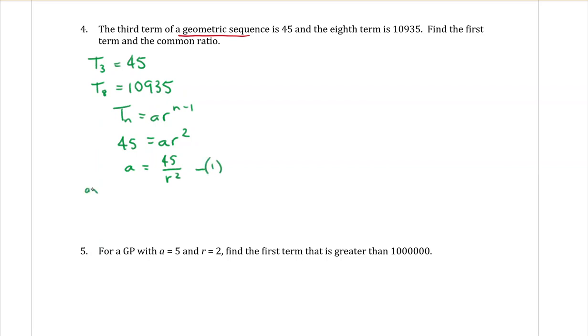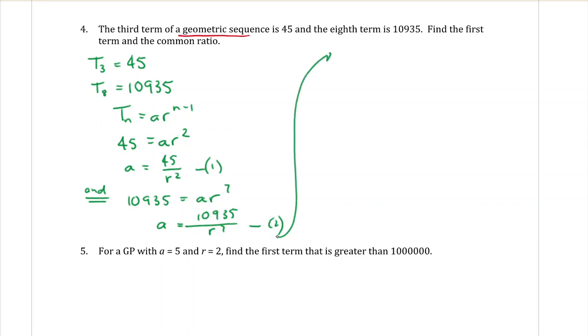Okay, then the other one, using the same formula, this time my term is 10,935. A, don't know. R, don't know. But my n is 8, subtract the 1 will be a power of 7. Again, get the A by itself. A equals 10935 over r to the power of 7. Okay, that's equation 2. Okay, so let's fill it in over here.